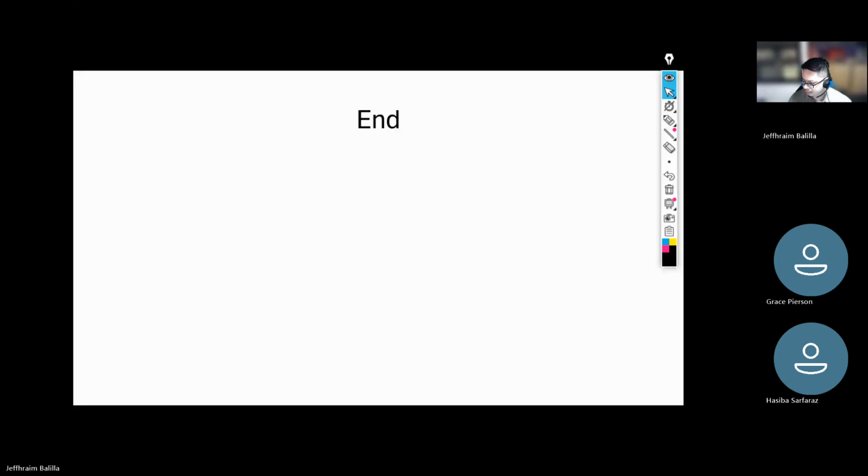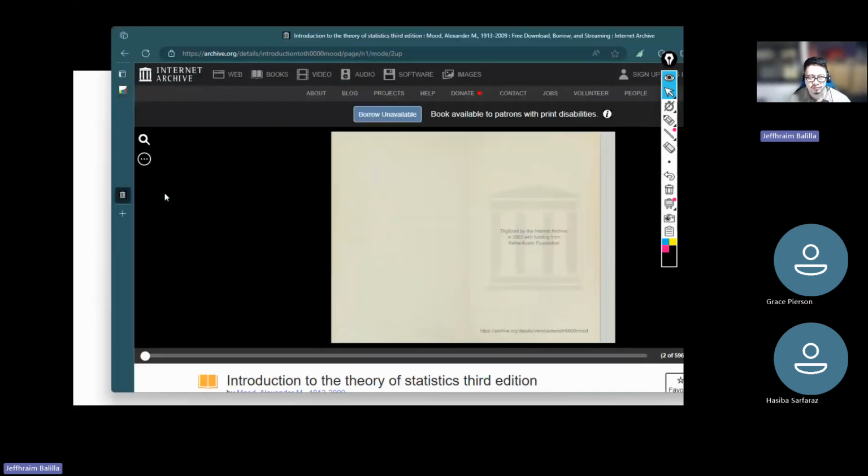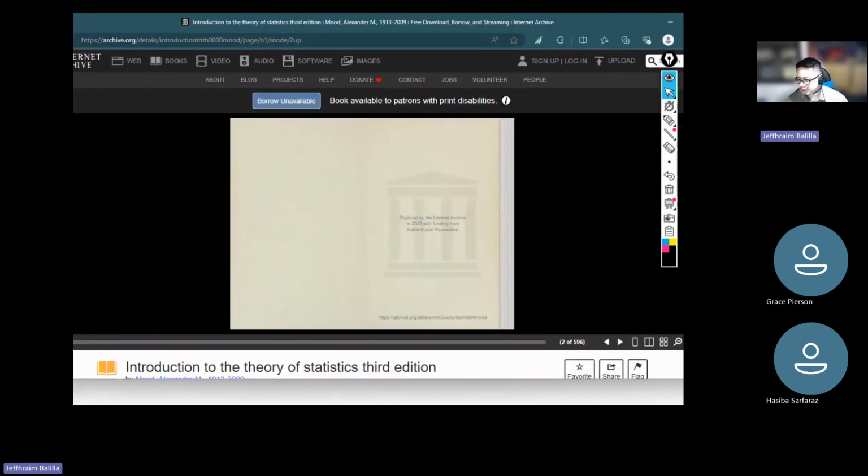Yeah, there we go. This one. This is one of the books that I used during the time that I was teaching at the university, and when I studied my master's in statistics. This is Mood, Graybill, and Boes, probability theory.